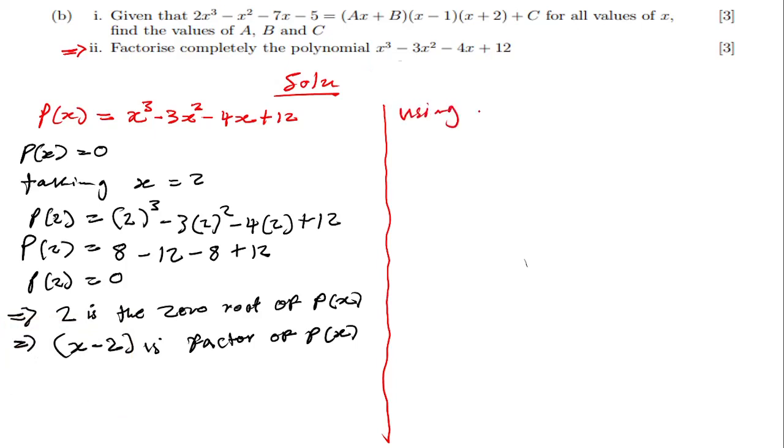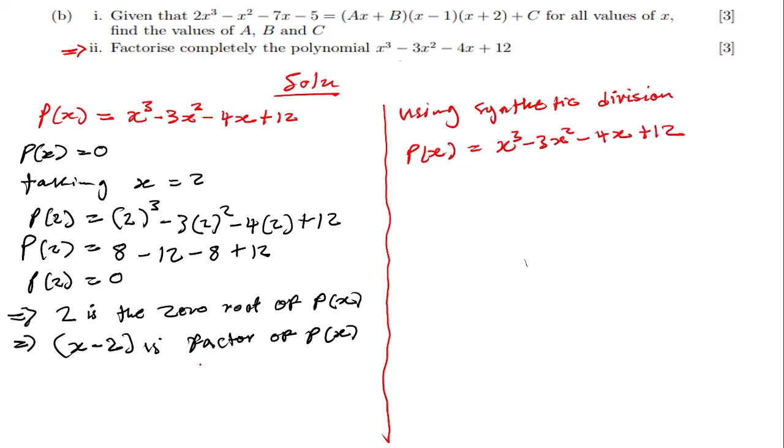So I'm going to say using synthetic division. This is another method which is used to divide a polynomial. So using synthetic division, I know that p of x is simply equal to x cubed minus 3x squared minus 4x plus 12.